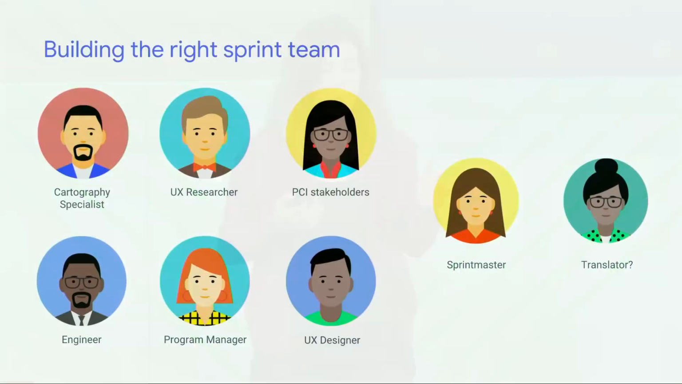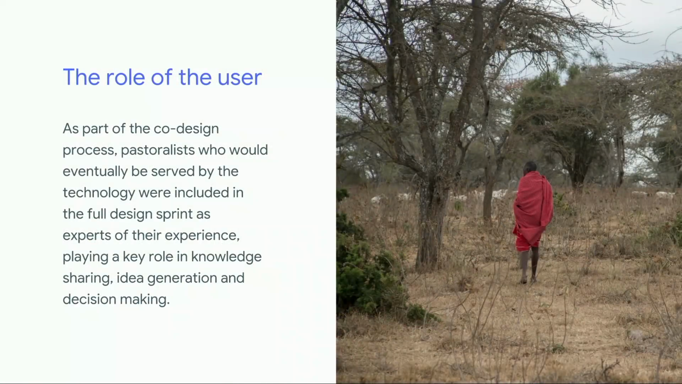As you can imagine, we had a lot of different perspectives around this challenge. So we had to build the right sprint team. And we had quite a large team with a number of diverse stakeholders. We had our geographic information systems specialist, who was our mapping specialist. We had local developers and a UX researcher from iHub, which is an incubation space in Nairobi. We had 2 staffers from PCI in San Diego, and we had UX designers from Google. But most importantly, we had 2 pastoralists from different districts in Tanzania.